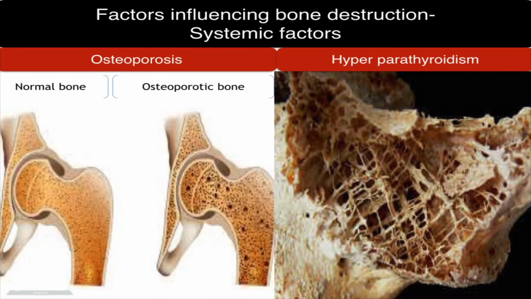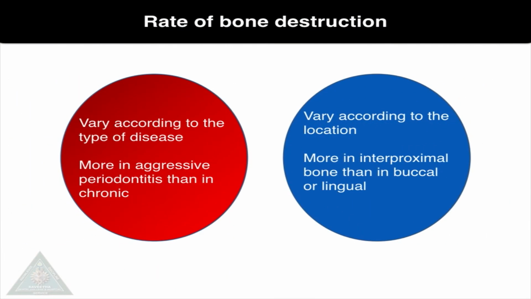The systemic factors, the important ones are osteoporosis and hyperparathyroidism. Both will result in osteoporotic bone, which makes the bone vulnerable to increased destruction. And the rate of bone destruction again varies according to the type of disease and also according to the location. Regarding type of disease, we mostly see that in aggressive periodontitis the rate of bone destruction will be faster, and the interproximal area will have more destruction than the buccal or lingual side.